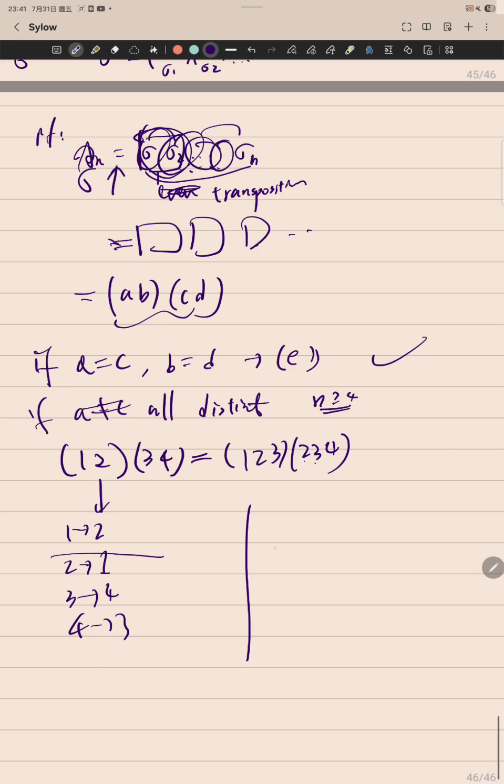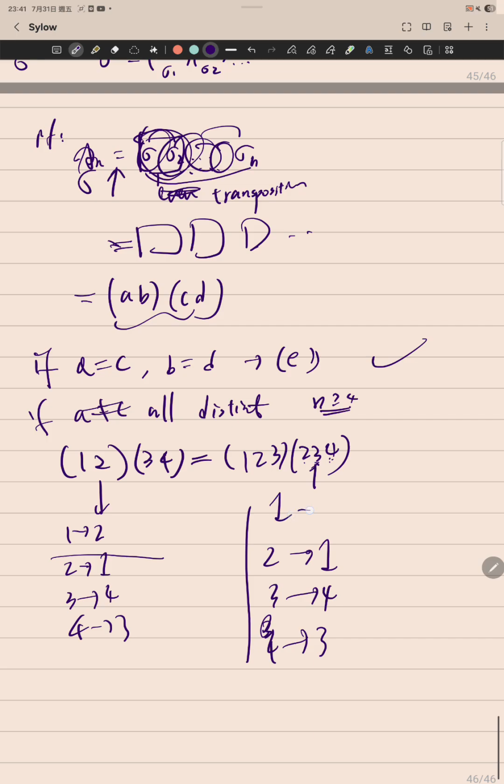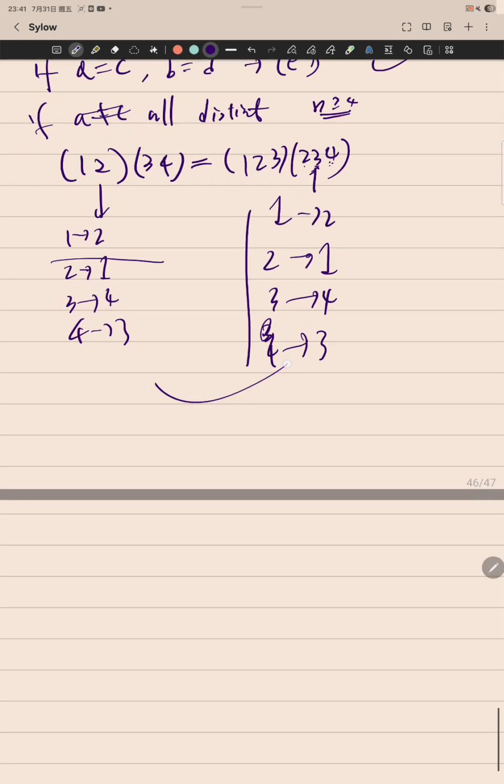So let's say 2 map to 3, 3 map to 1. Okay, and 3 map to 4. Yes, 3 map to 4. And the 4 map to 2, 2 map to 3. So 4 map to 3, and 1 map to 2. Okay, so they are indeed the same. So you can write this as a 3 cycle.